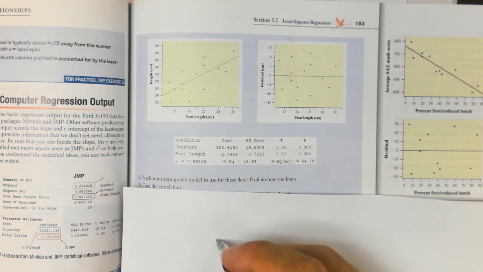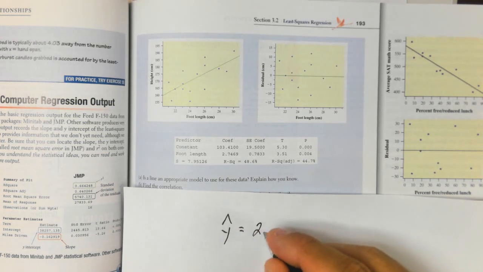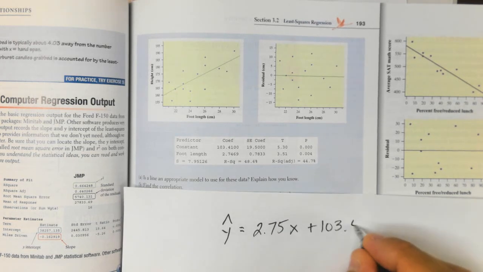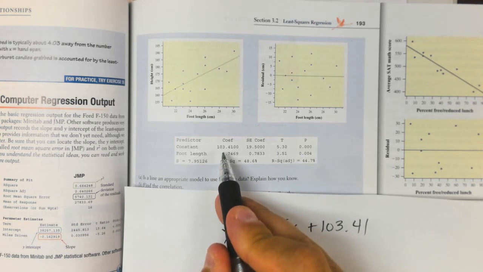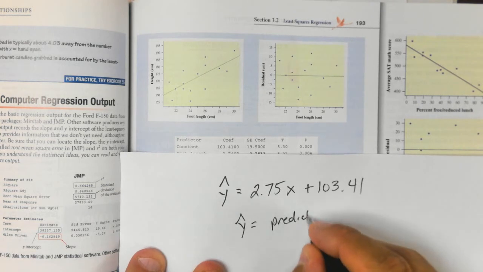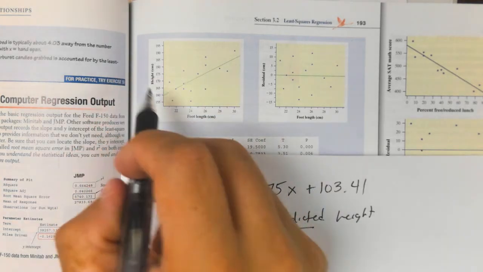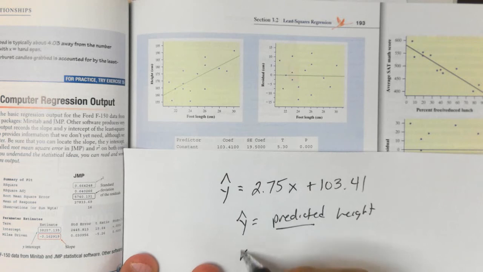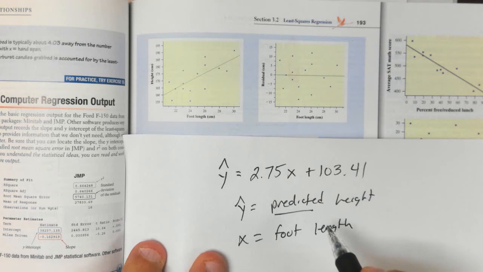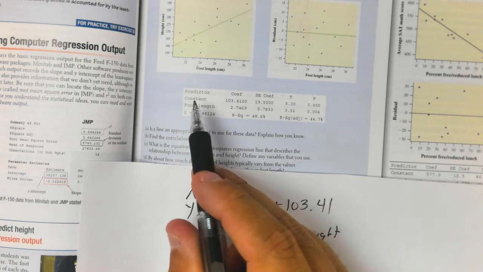We'll call it 2.75. And that would be the slope. So if I was going to write this out, I would write y hat equals the slope 2.75 times x plus 103.41. And it's plus because it's positive, right? If it was negative up here, we'd put minus. And of course, we define this. Y hat is the predicted height, you cannot forget that predicted. I could tell that from the graph, right? And the x value is the foot length. X is not predicted. That's the one we actually put in, right? Okay, so that's how you get your least squares regression line from your output.